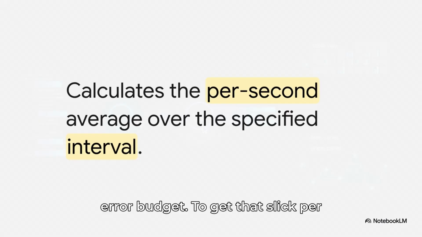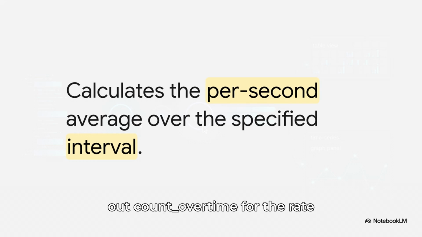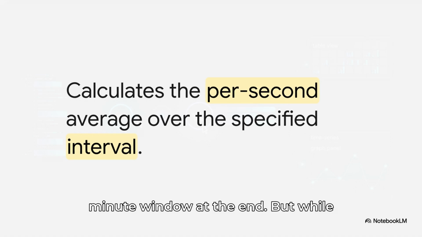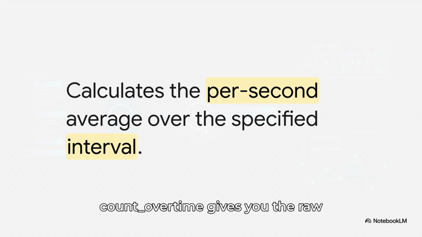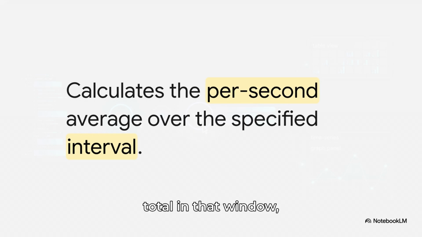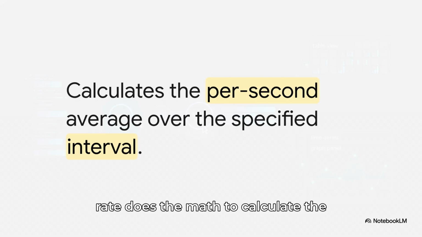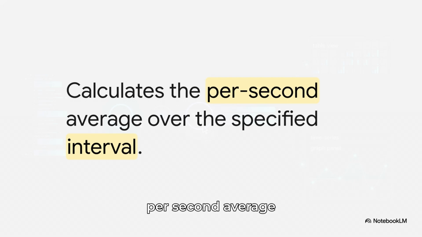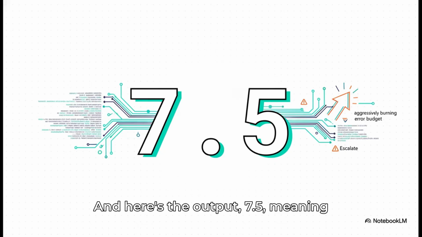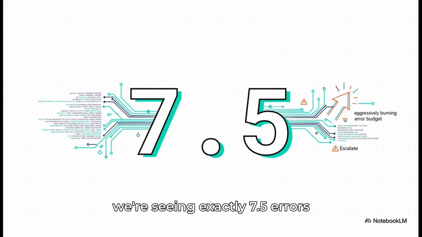To get that slick per-second view, we just zoom back into our query editor and swap out count_over_time for the rate function. We keep that exact same 1-minute window at the end, but while count_over_time gives you the raw total in that window, rate does the math to calculate the per-second average over that same interval. And here's the output, 7.5, meaning we're seeing exactly 7.5 errors every single second.